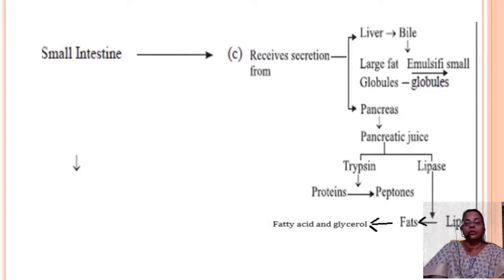And we'll move on to the next one. The small intestine receives secretions from the liver. Mainly the liver contains the juice that is called bile juice. And bile juice helps in emulsification of large fat globules into small simple fat globules. Then there is another gland, that is the pancreas. The pancreas secretes pancreatic juice. And pancreatic juice consists of trypsin and lipase. Trypsin is a protein digesting enzyme, which helps in converting proteins into peptones. Lipase will act on the lipids, that means fats, and it will convert them into fatty acids and glycerol.